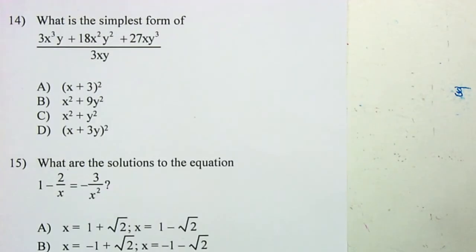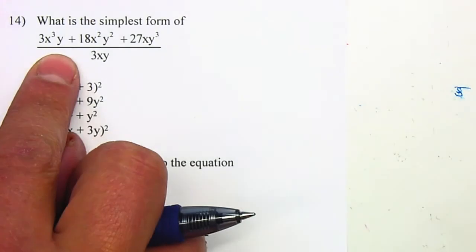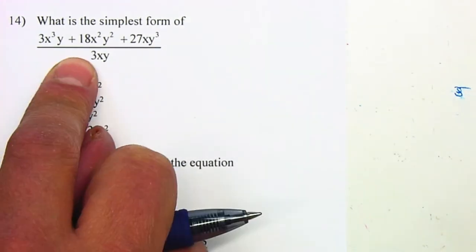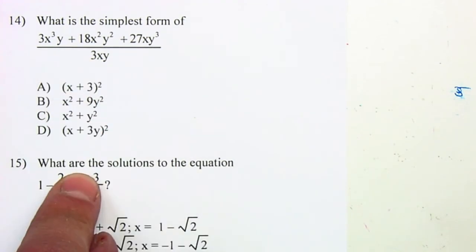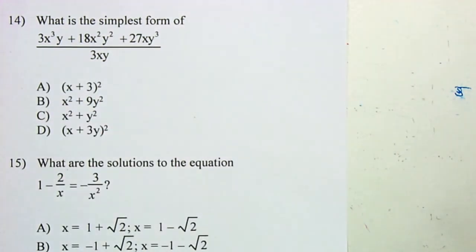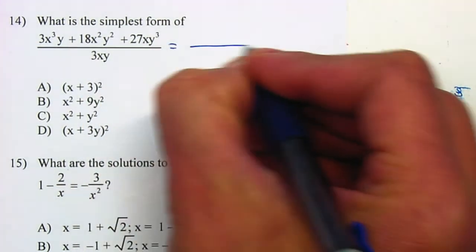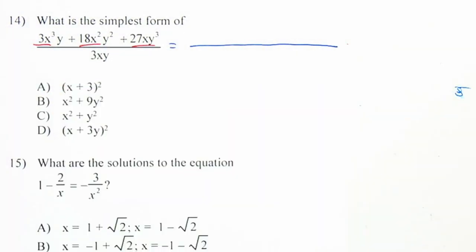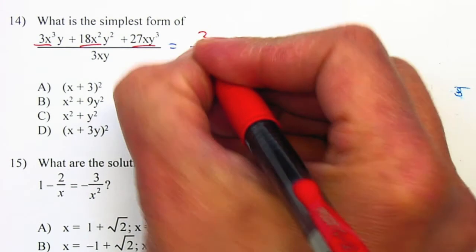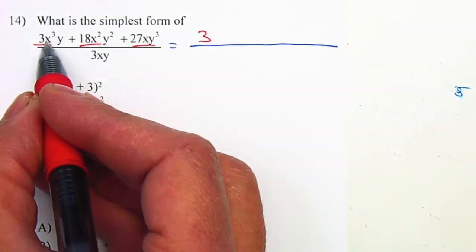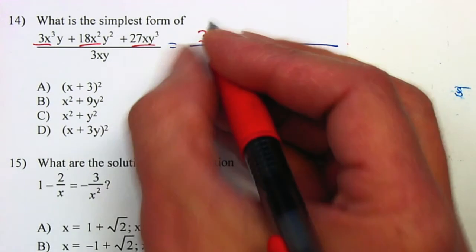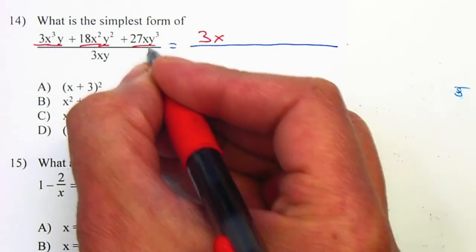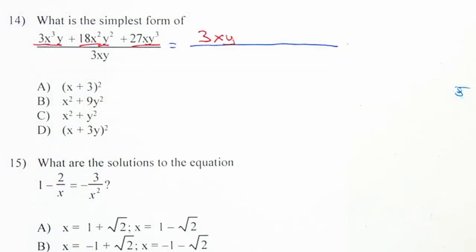Number 14. What is the simplest form? So just like we did on number 11, we want to be able to take out the common factor and simplify afterwards. So just reduce it. So let's go and start with the numerator. So what number divides 3, 18, and 27? Let's go and take out the common factor. 3. Do they all have an x? This one has an x, 3 x's. This one has 2, and this one has 1. So we can take out one of them. How about the y's? This one has 1, this one has 2, this one has 3, so we can take out one of them as well.